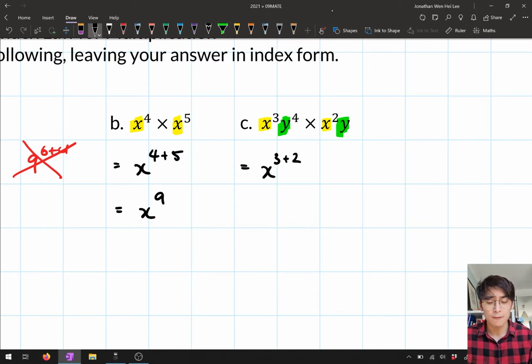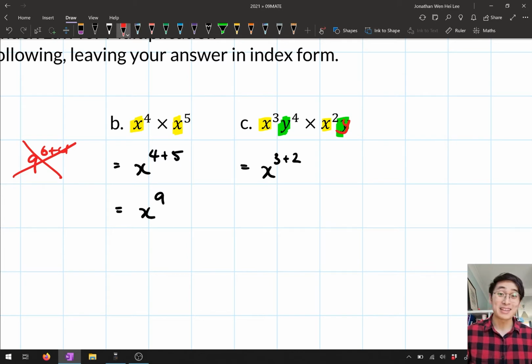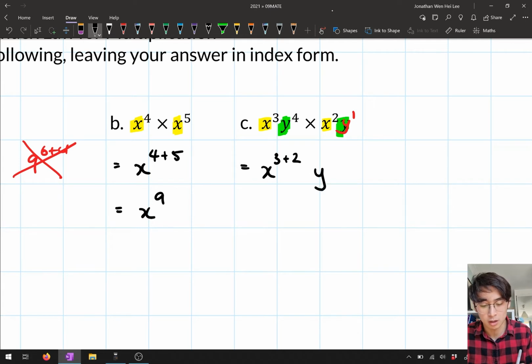And the next part, I've got my y's. Now I've got y to the power 4 times y. Now if you remember what I said earlier, this y doesn't have a power attached to it. It doesn't have an index. So what this actually means is that it has a hidden index of 1. So here, this is just going to be y to the power 4 times y to the power 1. We've got the same base, and so we can apply the index law for multiplication. This just becomes y to the power 4 plus 1. Okay, cool, and we can start to simplify this. We've got x to the power 5, y to the power 5.